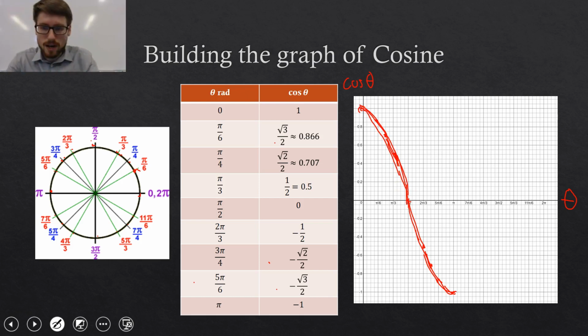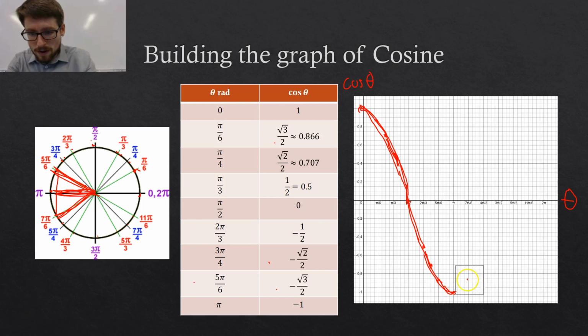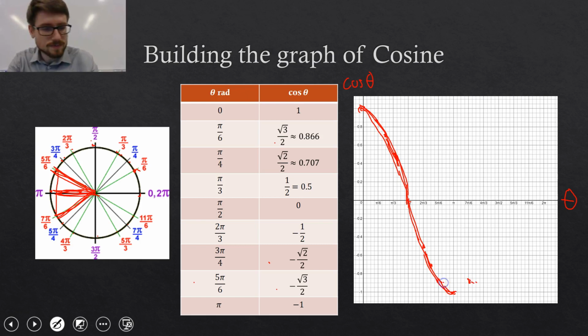If we continue our way around the unit circle, we can see 7 pi over 6 is the same as 5 pi over 6, which is negative root 3 over 2. So these two have the same cosine. The angle of 5 pi over 6 and the angle of 7 pi over 6 give you the same value of cosine. They're both negative square root 3 over 2. And so that means at 7 pi over 6, we're at the same height as we were at 5 pi over 6. So these are the same y coordinates.